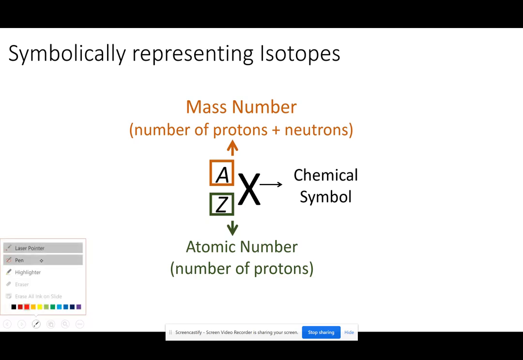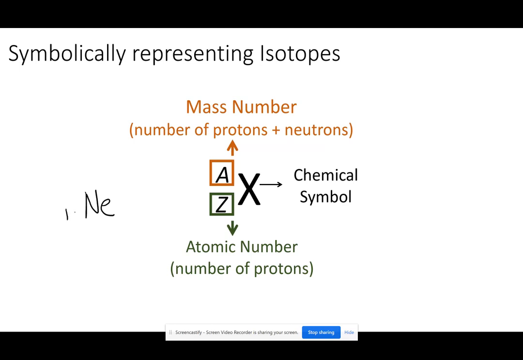So again, if we're dealing with neon, the chemical symbol would be Ne. And for any isotope of neon, it's always going to have an atomic number of 10. It's always going to have 10 protons. What goes here on the top is the mass number. The mass number is the number of protons plus the number of neutrons. So we're adding together the two subatomic particles that have a mass.